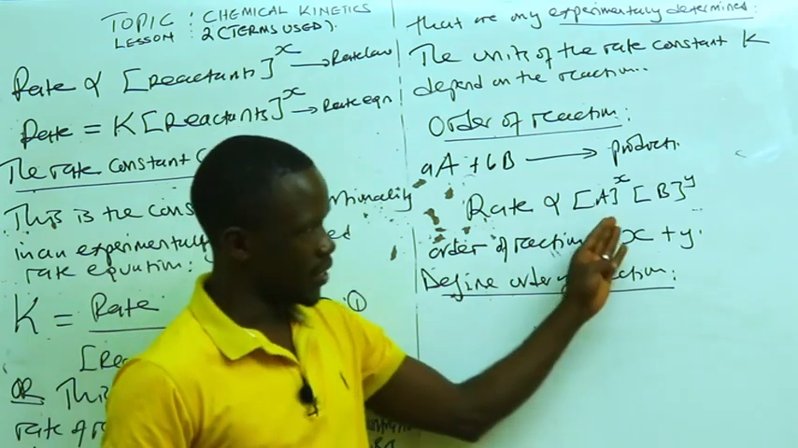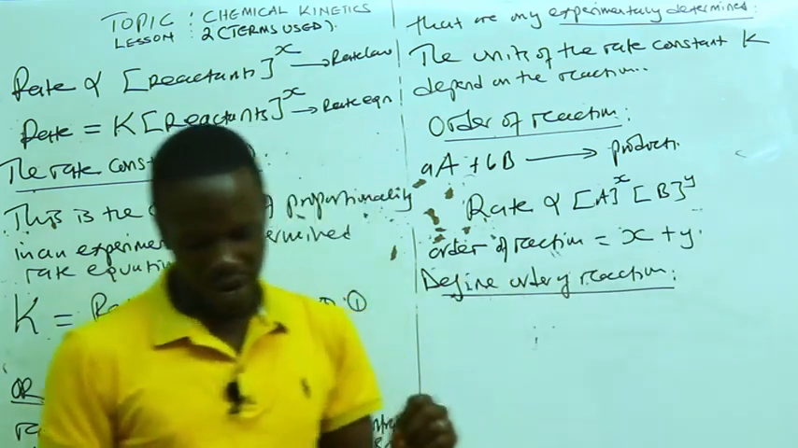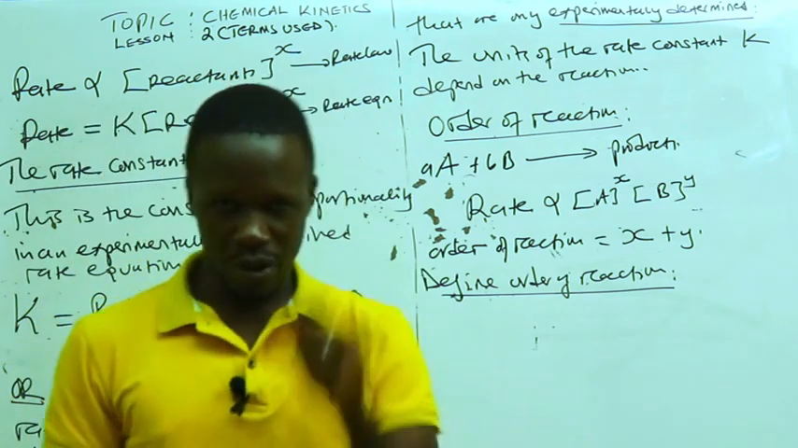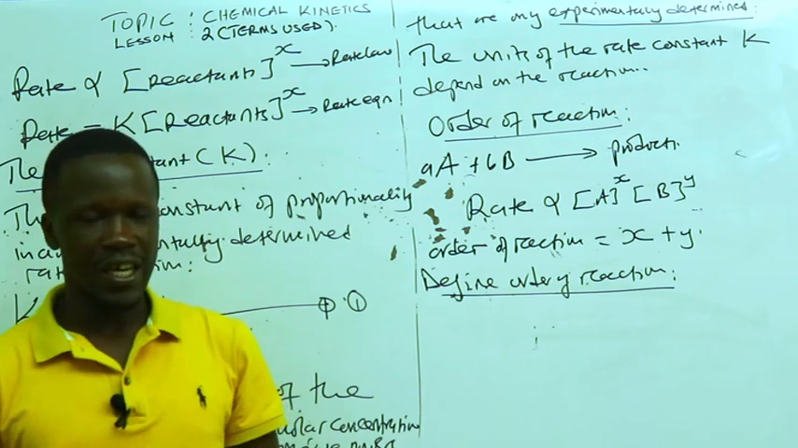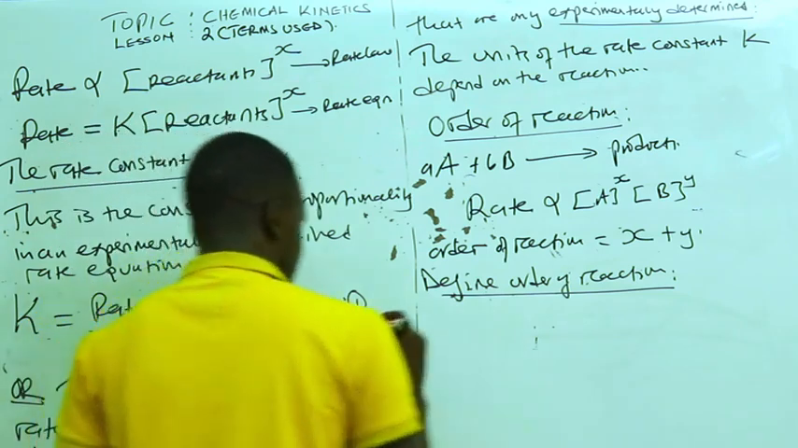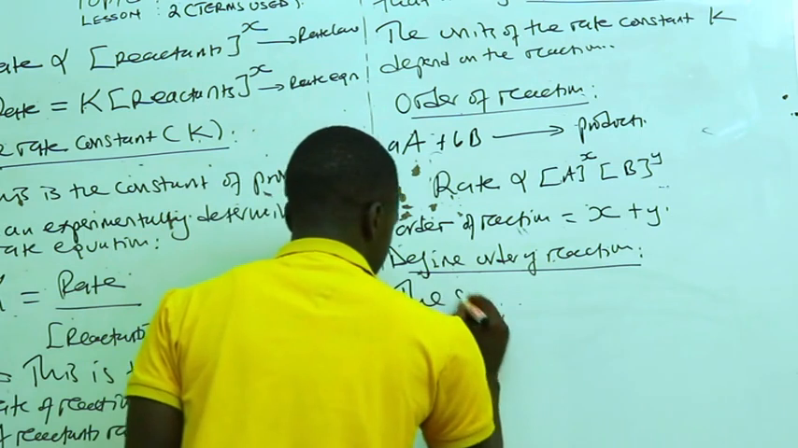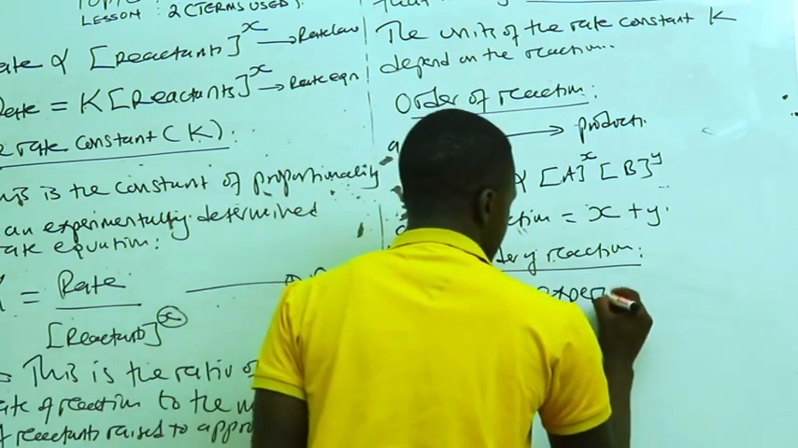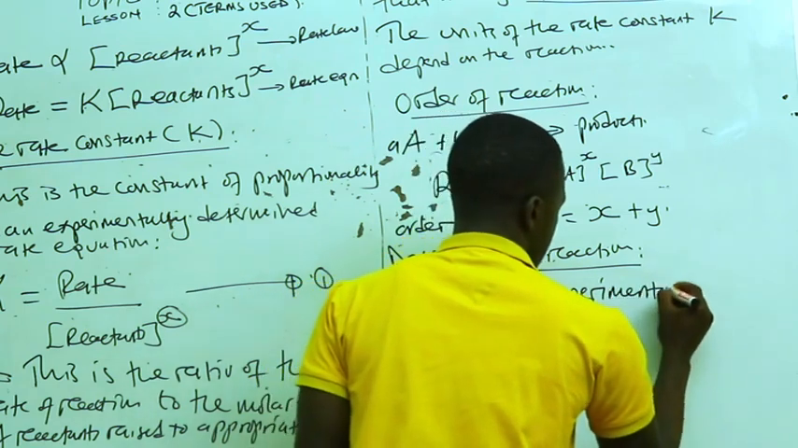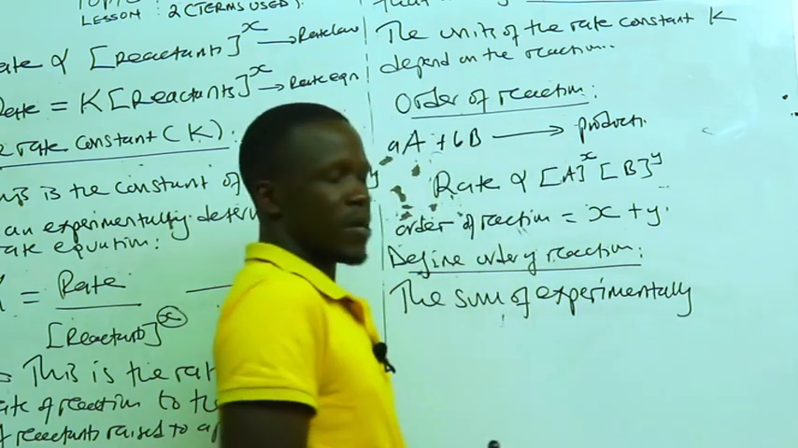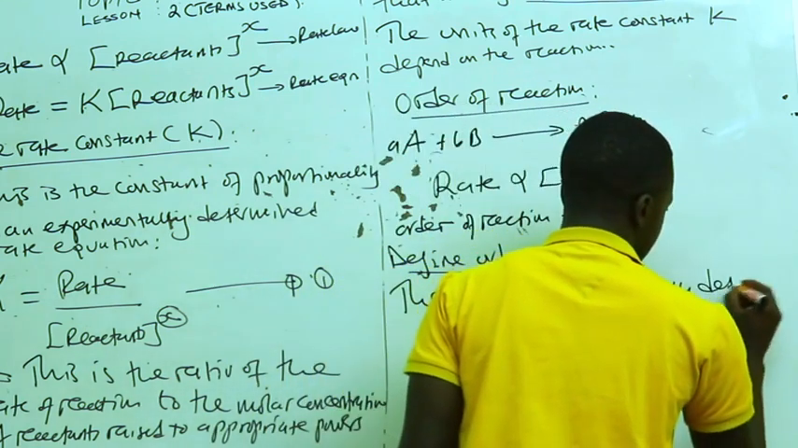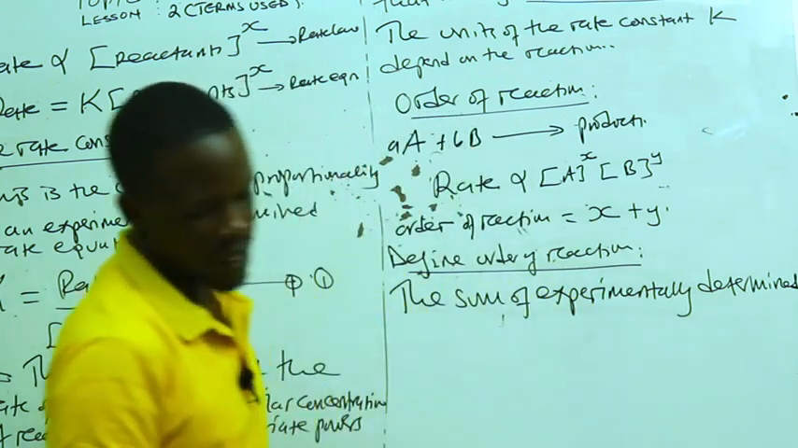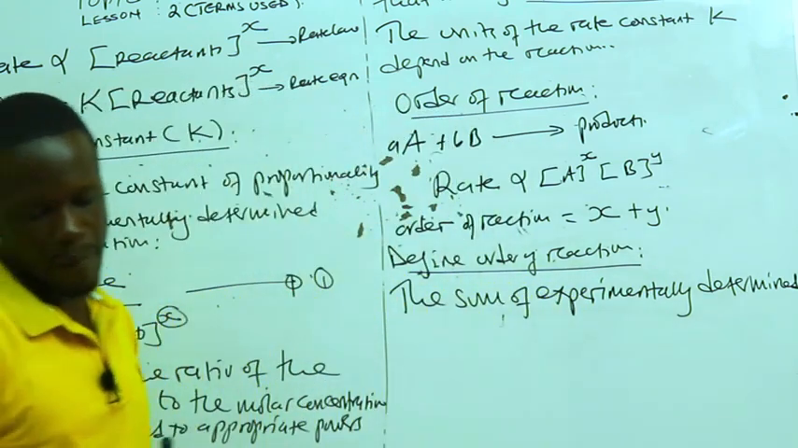And we said these powers x and y are only experimentally determined. So when we are writing, we emphasize that. We are going to say order of reaction is the sum of experimentally determined powers.